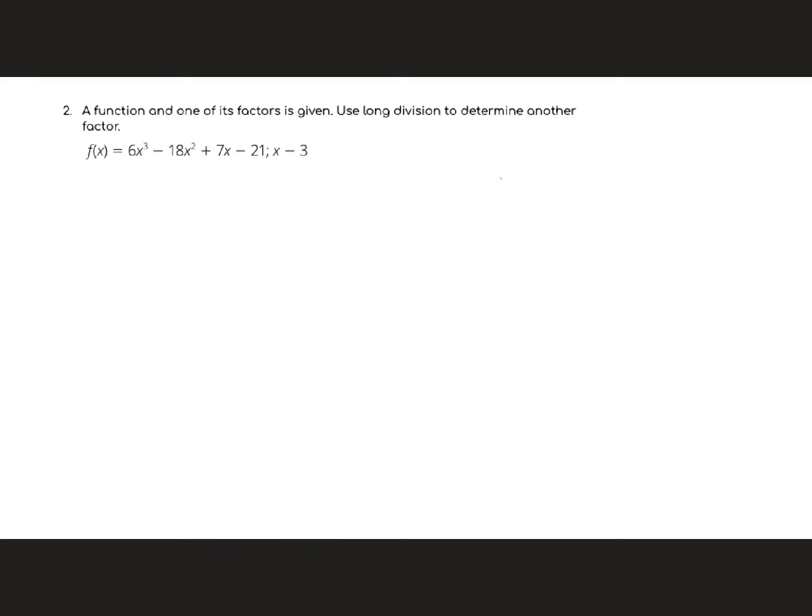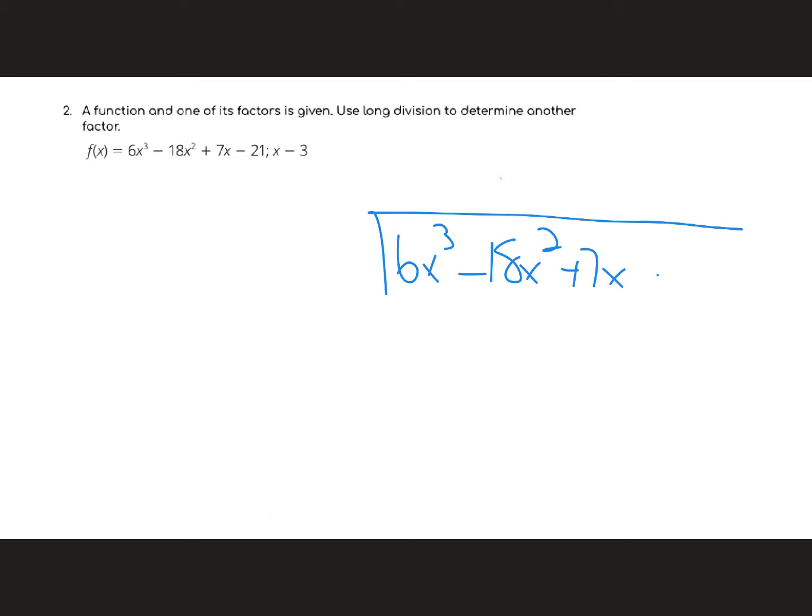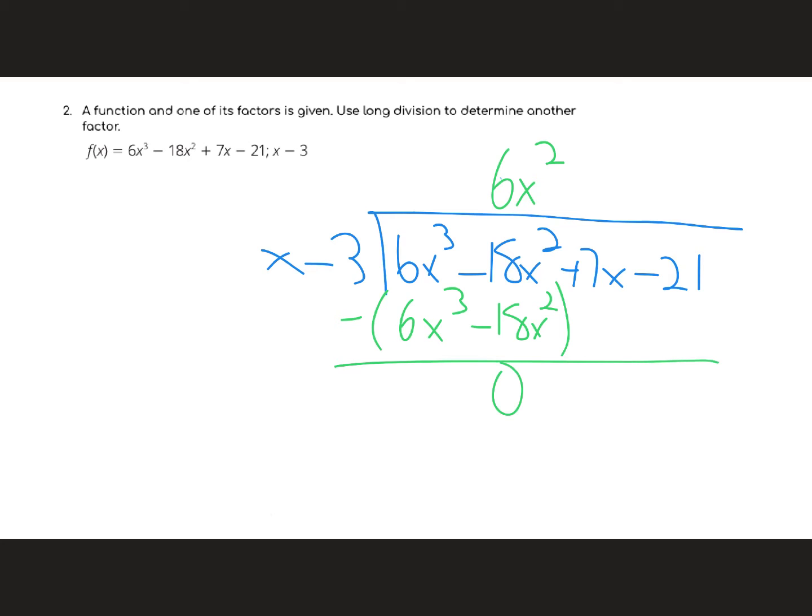This one, a function, one of its factors is given. So let's go ahead and use long division. So 6x cubed minus 18x squared plus 7x minus 21, divided by x minus 3. So my first question is, x times what is 6x cubed? That's going to be 6x squared. Distribute that 6x squared to the x, and you get 6x cubed. Distribute that 6x squared to the negative 3, you get negative 18x squared. Subtract down. Oh, look, you get 0.